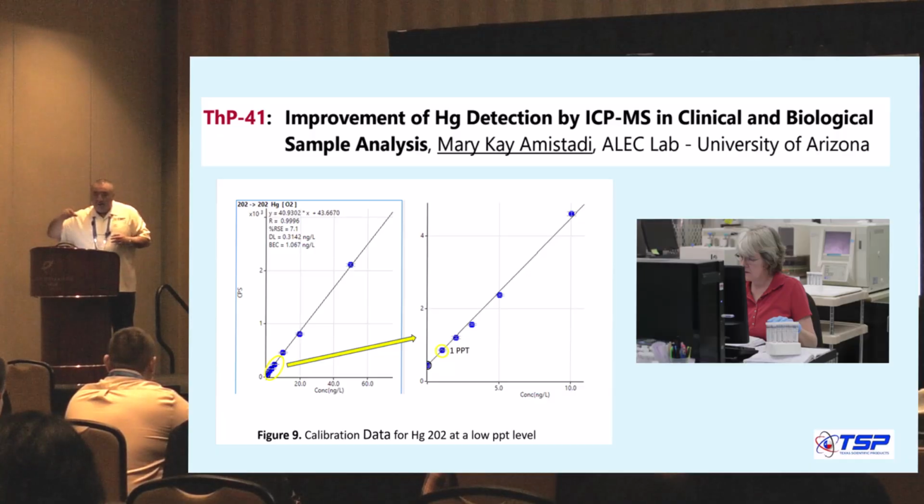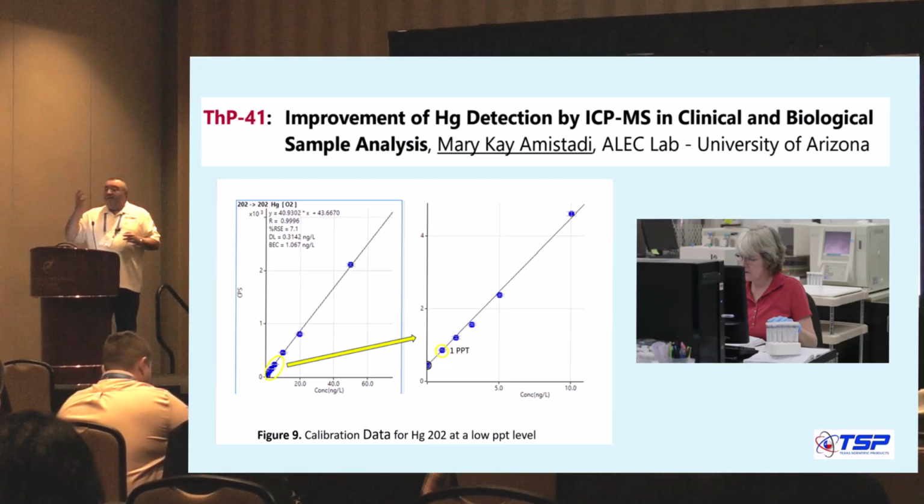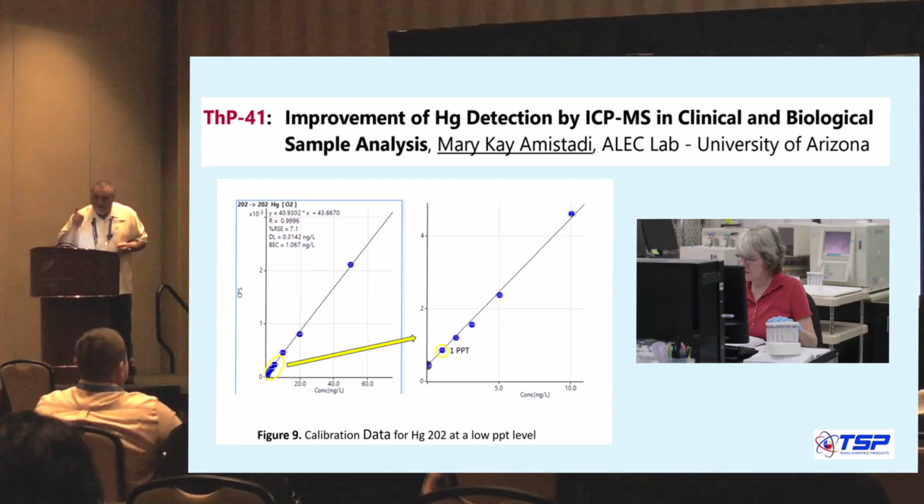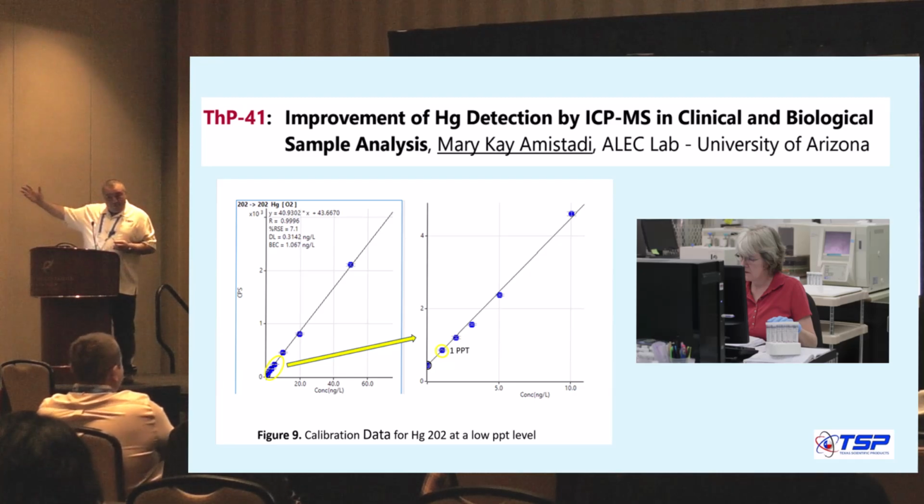And mercury has a high ionization potential. When I looked at the table, I couldn't believe my eyes. It was higher than phosphorus and sulfur. So it's a known effect: with a longer residence time, you get better performance on elements of high ionization potential. That's probably what's happening. But you can see here, she managed to put 1 ppt of mercury on the curve. So you can take a look tomorrow.